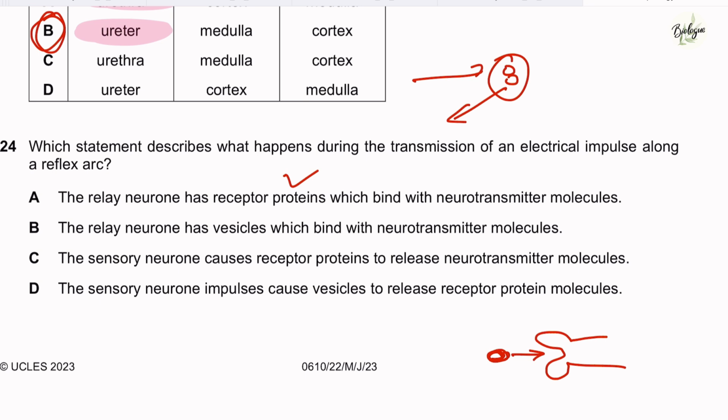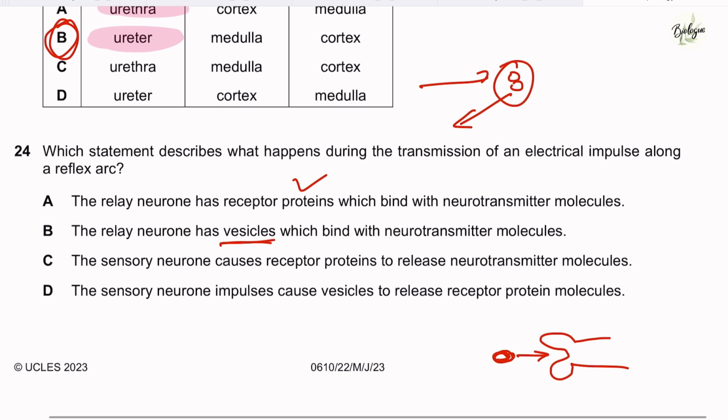So the relay neuron has vesicles. No, this is the sensory neuron. The sensory neuron has vesicles which then transport the neurotransmitters to the relay neuron. The sensory neuron causes receptor proteins to release transmitter molecules. This is almost right, so I can see why some people might be confused by this option. It is not the sensory neuron itself that causes the neurotransmitter molecules, and it's not the receptor proteins for sure that cause neurotransmitter molecules to be released. It is the vesicles inside the sensory neuron that release the neurotransmitter molecules once they burst.